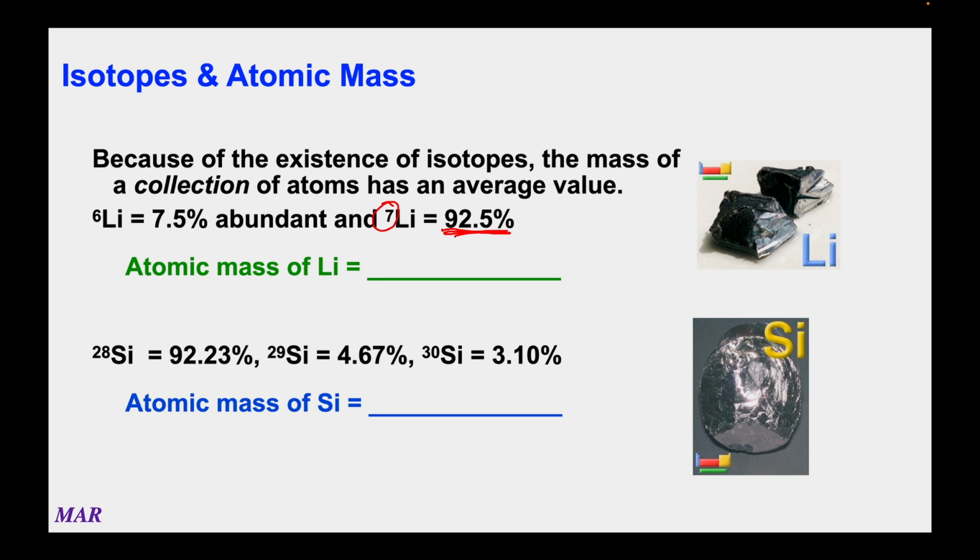So the average will always be closer to the higher abundance isotope. And in silicon, it's the same thing, that 28.086 or whatever the number was. Most of the silicon is silicon 28. More than 90% of the time, that's what you've got. So that's why the average mass is closer to silicon 28, stuff like that.